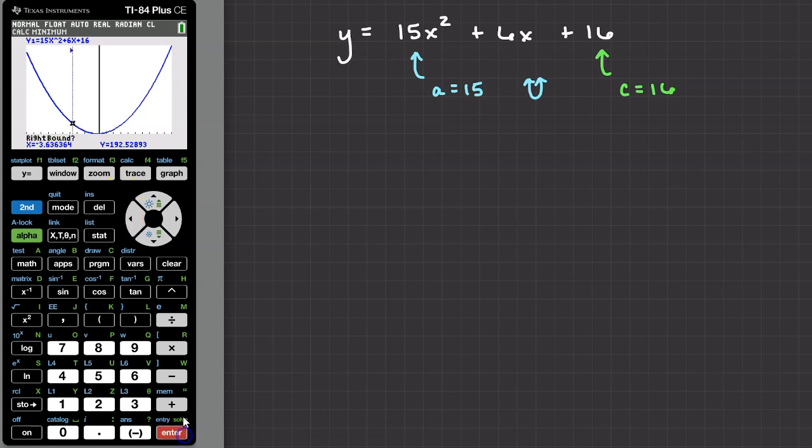Then hit enter. The second question the calculator asks is for a right boundary. Again, move the cursor anywhere to the right of the minimum value. Hit enter, then the calculator asks for a guess. I'm going to move my cursor as close as possible to the minimum, then hit enter. The minimum value, or the vertex, is located at x equals negative 2/10 and y equals 15 and 4/10.